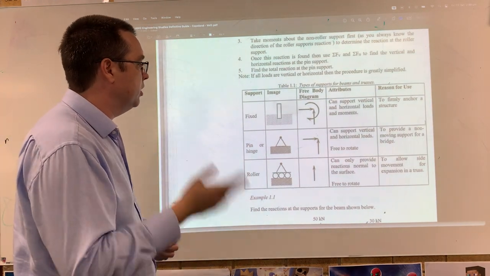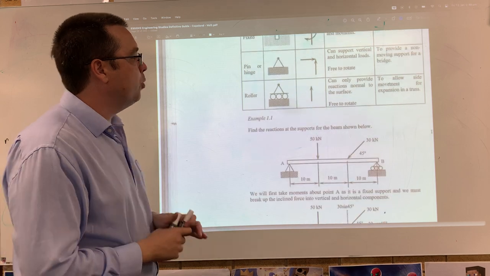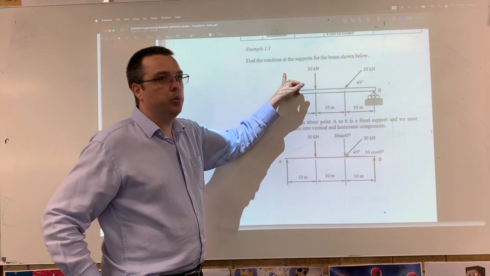Yeah, it's fine. At that level, it's fine. Just zoom up. Okay, so Copeland's going to give us an example of how to do this reaction.